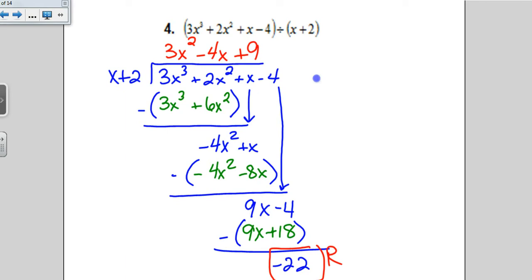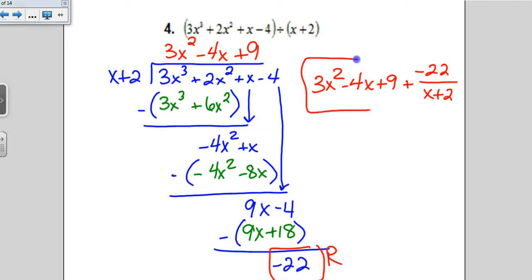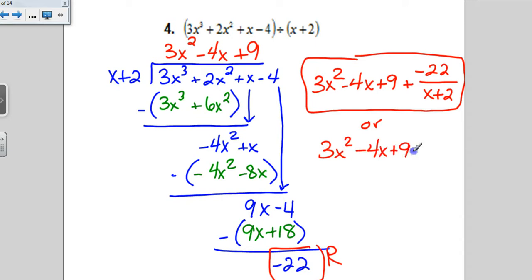So our final answer is 3x squared minus 4x plus 9. And then if you want to put a plus and then a negative 22, your remainder, it's still technically being divided by the x plus 2. So that's a fine answer. If you want to switch out the plus and the negative for just a negative, that'd be fine too. So you could write it as 3x squared minus 4x plus 9, and then you could put a negative sign right here instead of in front of the 22. So both answers are great. I don't like one better than the other. They're both great.